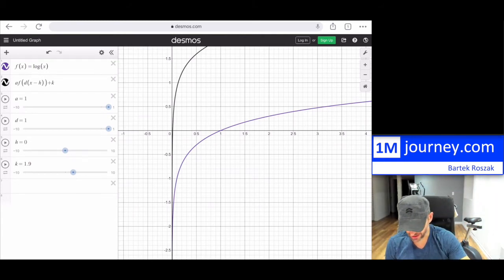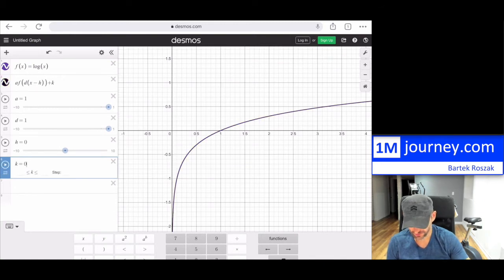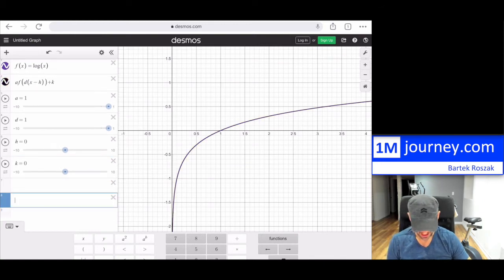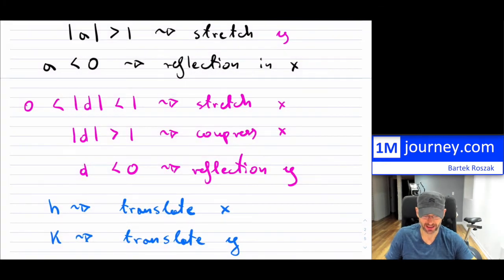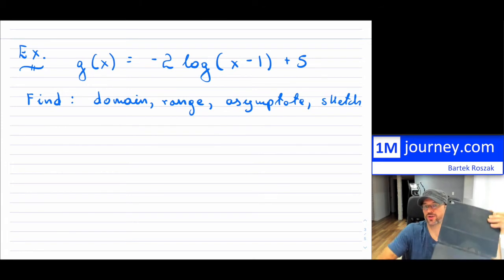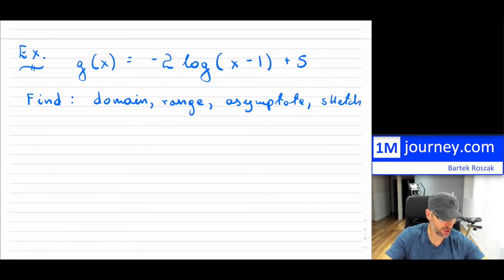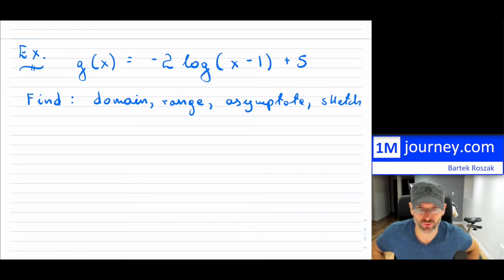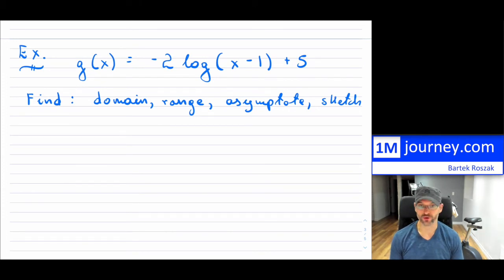So I'm going to go back here. I'll zero everything off. Let's put it in this way, and then let's take a look at a couple of examples. So here's an example where first we're going to try to answer these without actually plotting it on a graphing tool. We want to see if we can understand what is happening. It's asking us for the domain, the range, the asymptote, and it's asking us to sketch it. So we're going to try to do that, and I'm going to do it one by one.